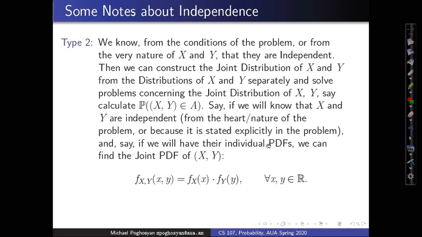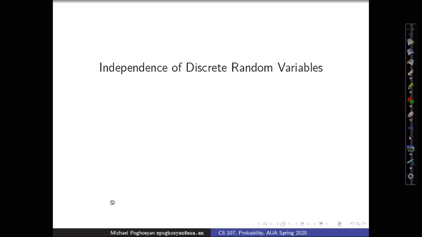if we have individual PDFs of x and y, then using this condition, in this case we have f_X(x), we have f_Y(y), and we know that they are independent from the nature of our problem, so we will multiply those marginal PDFs to obtain the joint PDF. And having that joint PDF, we will be able to calculate these kinds of probabilities. Now let's separately talk about independence of discrete random variables, then the continuous case too.